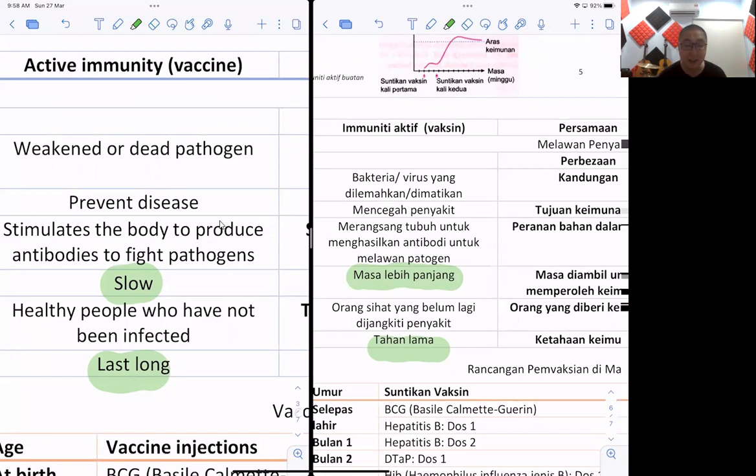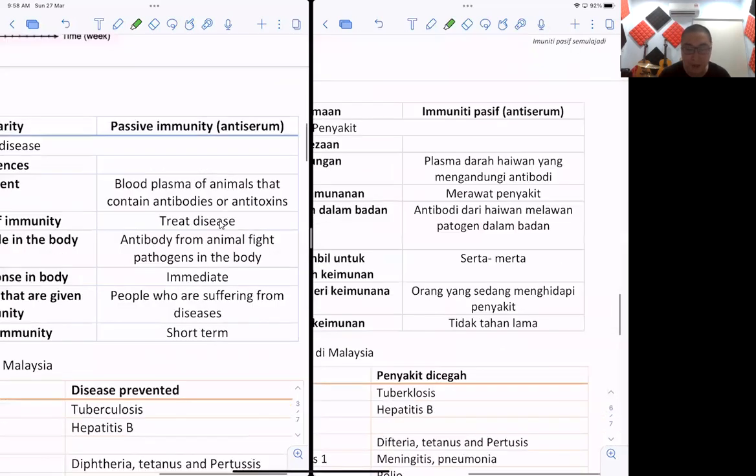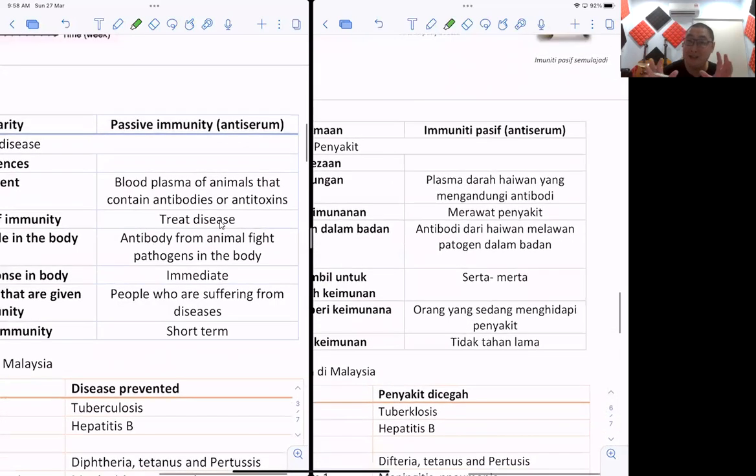Okay, so now, teacher, how about passive immunity? Passive immunity is almost the same story about the teacher going to whack your backside. But this time, when the teacher wants to whack you, what happens? Instead of letting your teacher whack you, with passive immunity you use something else to protect you. In this case, do you notice that passive immunity uses the blood plasma of an animal?